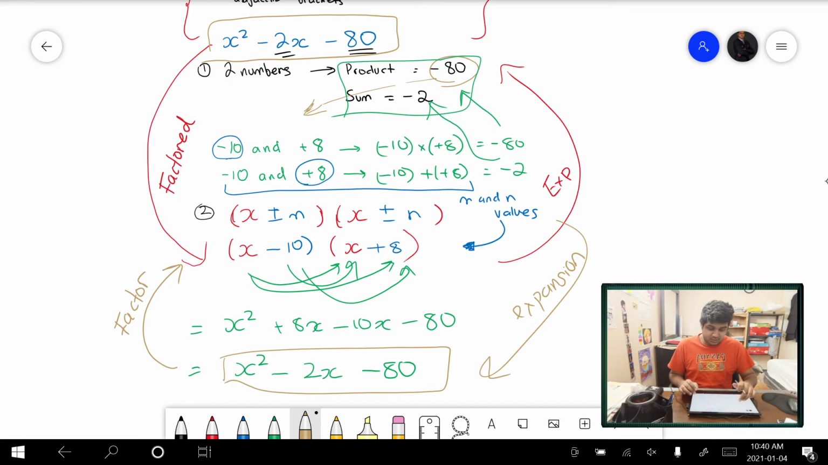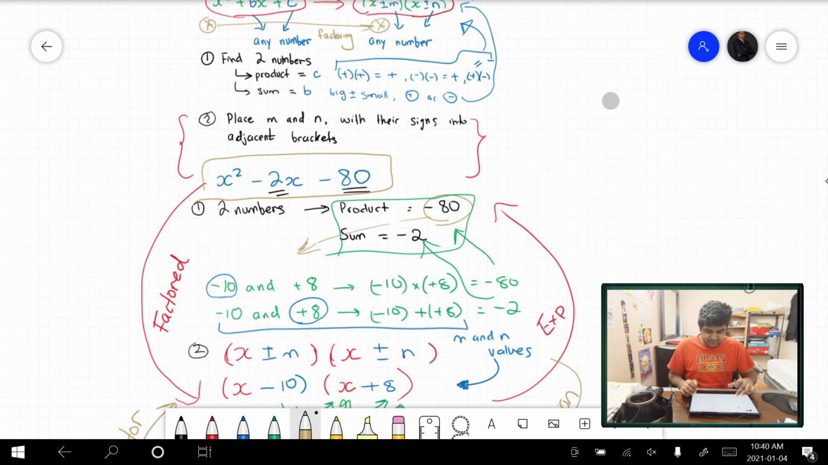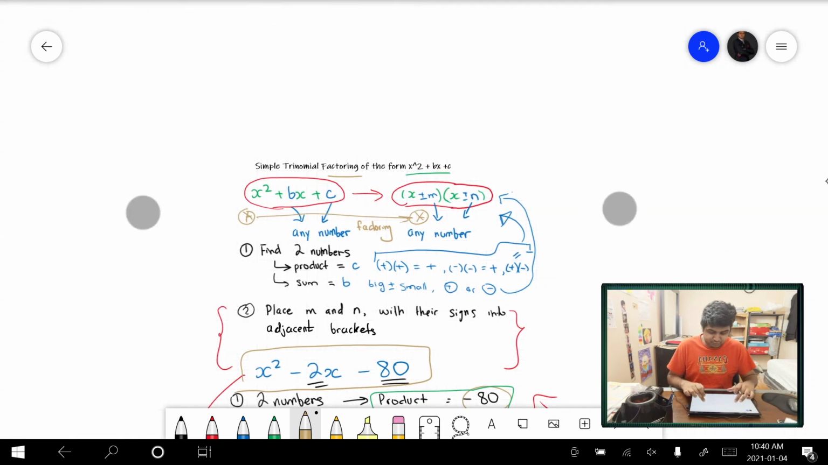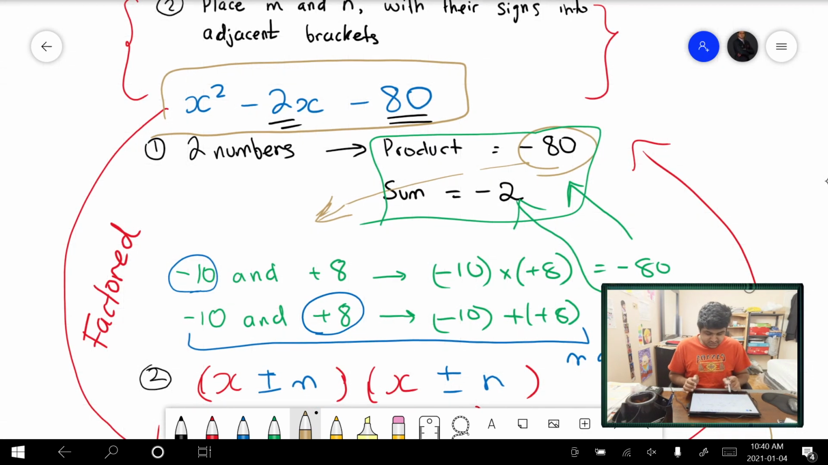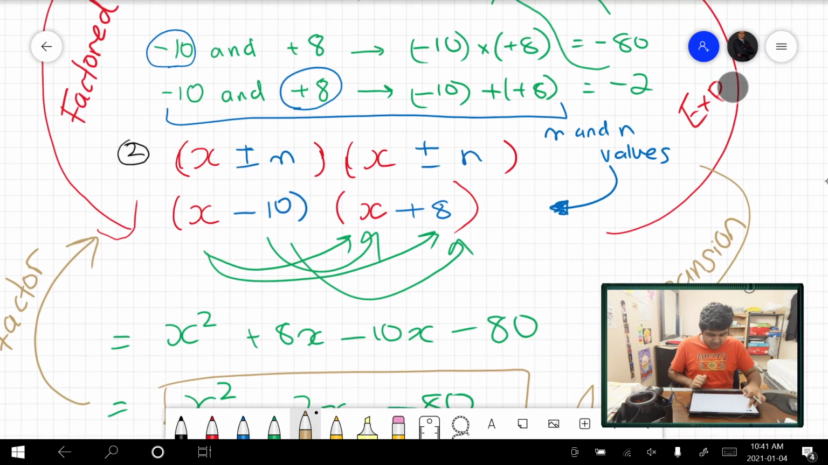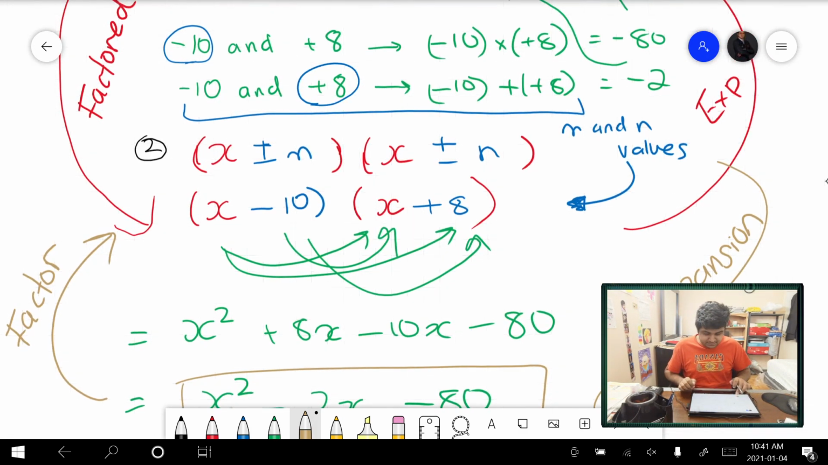Okay? So, going through the entire steps, this is exactly how we come up with the factored product. The first thing we do is we identify the two numbers. You find the m and the n values. You look at the two numbers. You find the product, the sum, the two values that do that. One is going to be m, one's going to be n. And then all you got to do is you just got to place them into brackets.